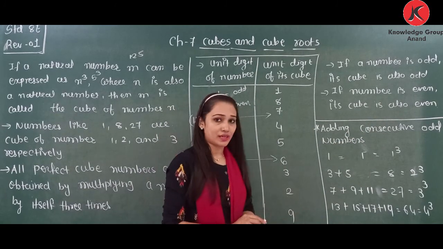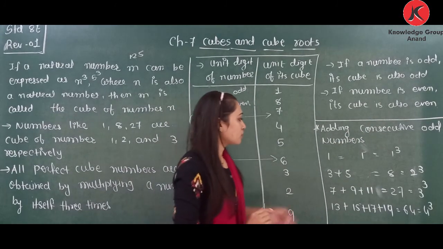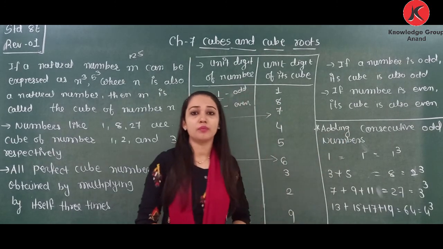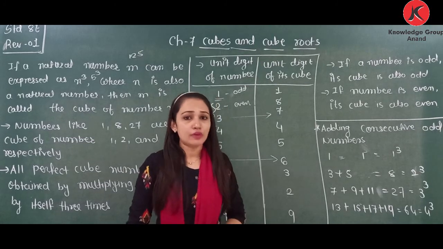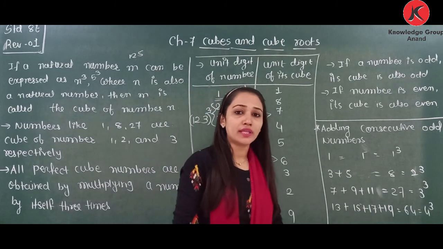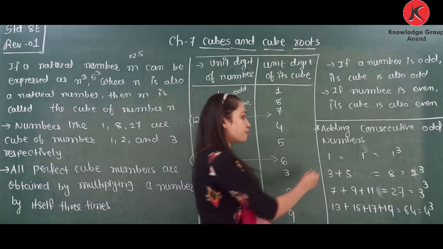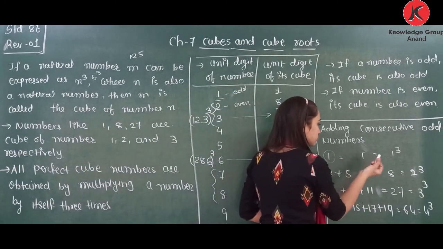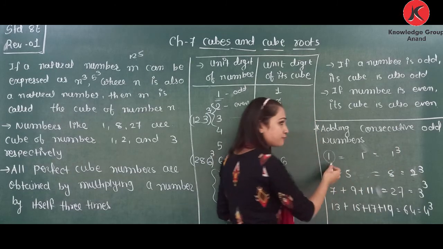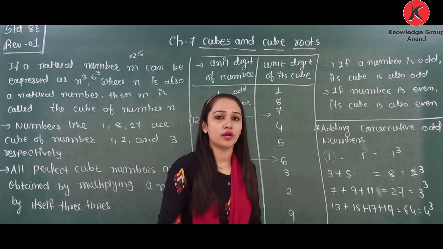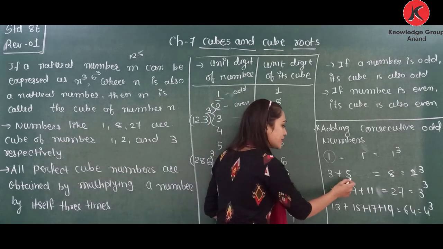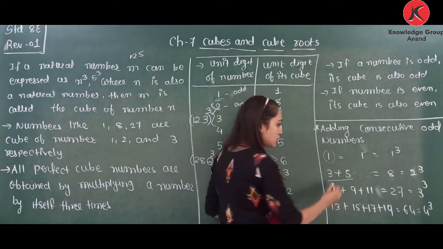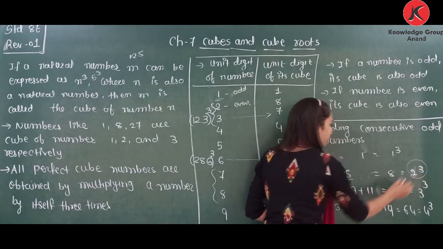Now here is some pattern that can also be asked for MCQ. Adding consecutive odd numbers: if we add consecutive odd numbers, then we get a cube number. The first odd number is 1, so only one number, it is 1 cube. After 1, the next consecutive odd numbers are 3 plus 5. Now we are adding 2 consecutive odd numbers, so it is 2 cube.